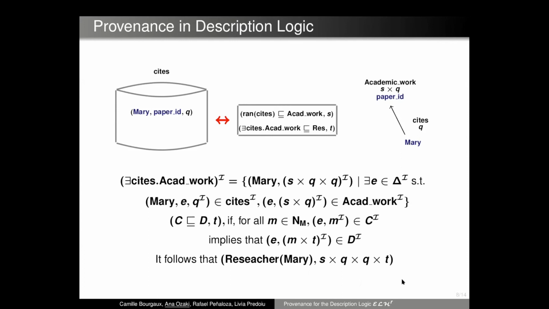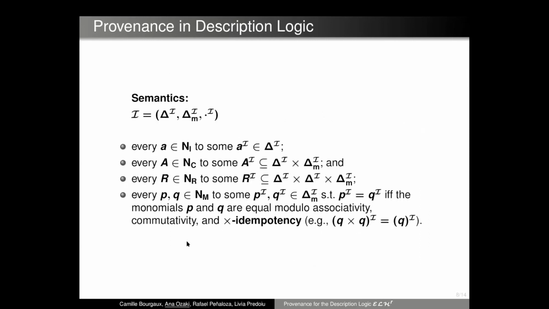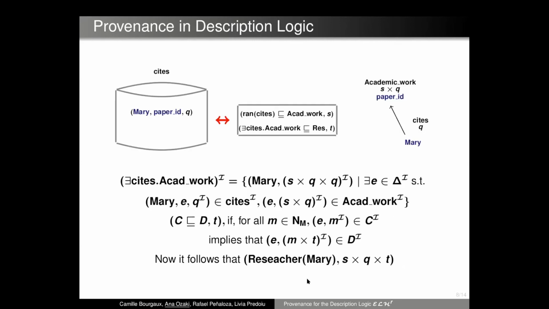Now, this goes against a bit our intuition, because since we have used these three axioms to derive, it will not follow that Mary is a researcher with provenance S times Q times T, and the reason is because Q was used twice. So if we would like to have such entailment, a way to do this is to say that the times operator here is idempotent. So Q times Q will be equal to Q. And then in this case, it will follow that Mary is a researcher with this provenance information, and that's because this is the same as having this.